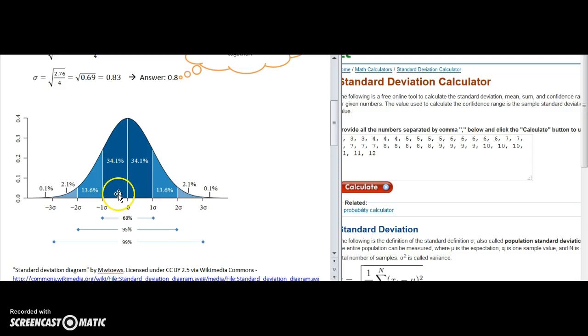If we add on to that 68%, the 13.6% and the other 13.6%, we arrive at about 95%. So we say that about 95% of the data falls within 2 standard deviations of the mean. That's interpreted as from 2 standard deviations below to 2 standard deviations above the mean, 95% of the data will fall in there. And for 3 standard deviations below to 3 standard deviations above, you'll have about 99% of your data.